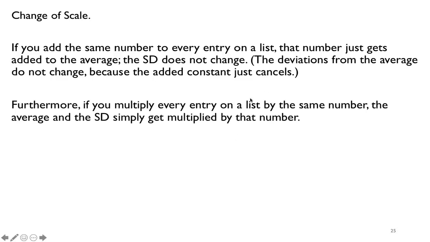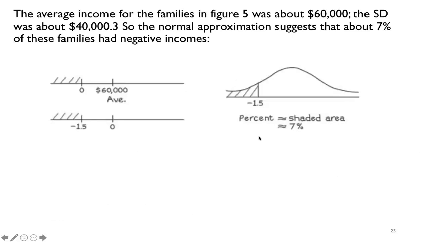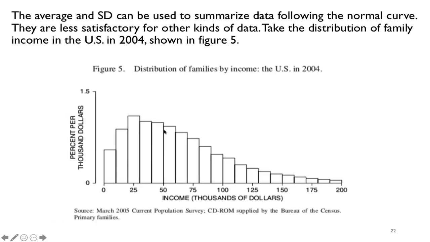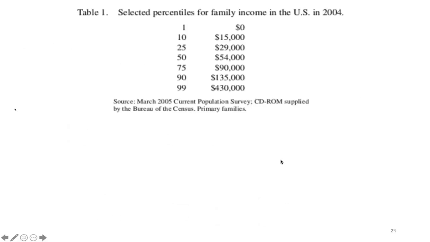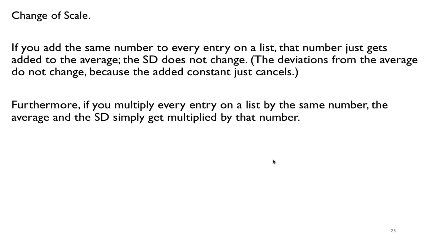If you multiply every entry by a number, then the average and the SD get multiplied by that same number. The reason is that if I multiply by a number, I'm stretching this out, spreading it out by the same factor. For example, if I multiply everything by 10, then all the incomes will be spread out by a factor of 10. And so both the SD and the average would be multiplied by the same number.